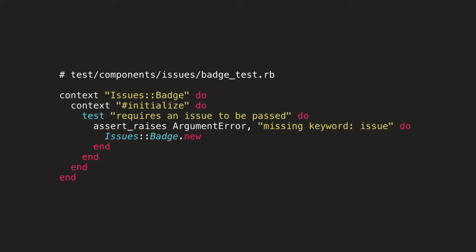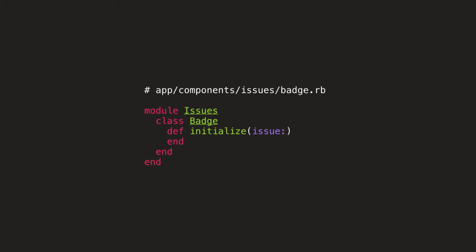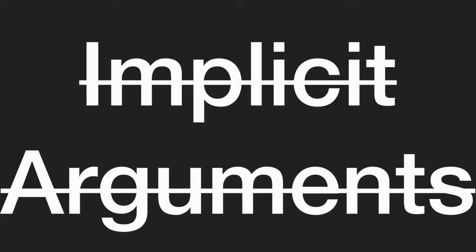So first, let's require that an issue is always passed to our component. Pretty easy to express in a test. Pretty easy to express in a class interface. Since our view is now an object, it can have one. So that crosses off the implicit arguments problem.